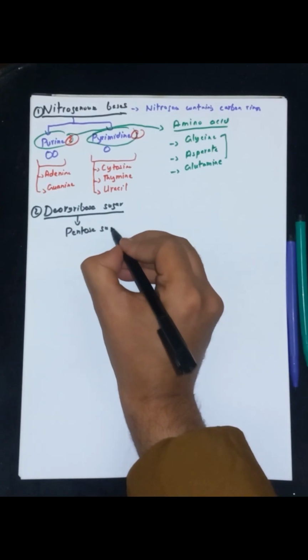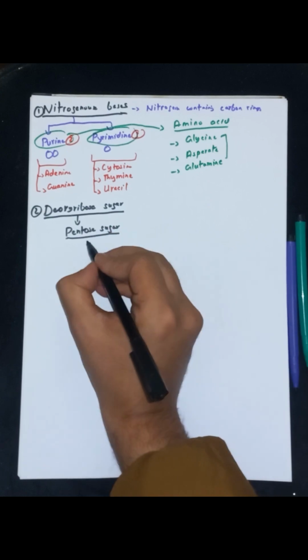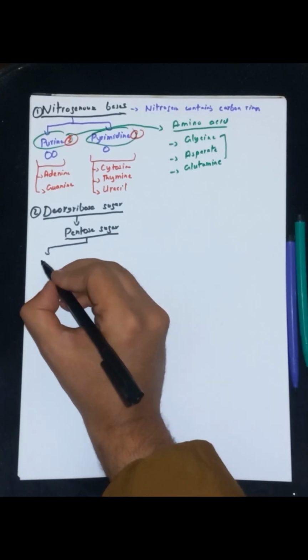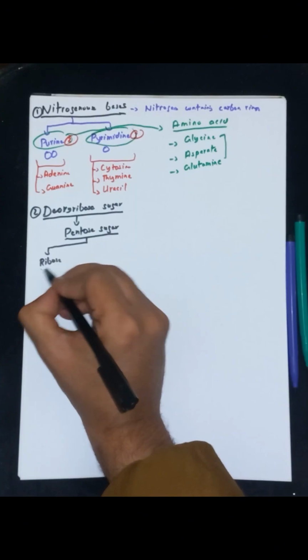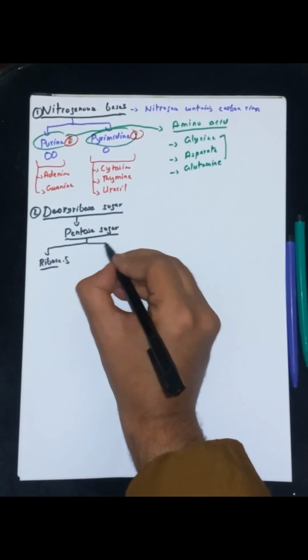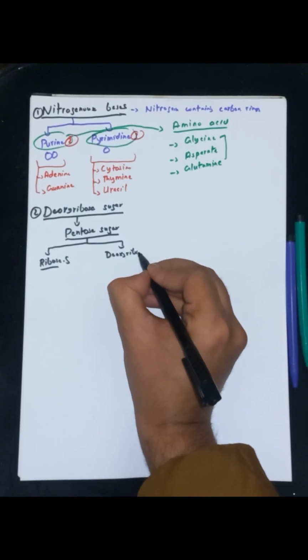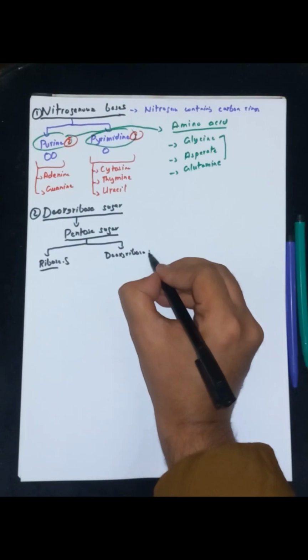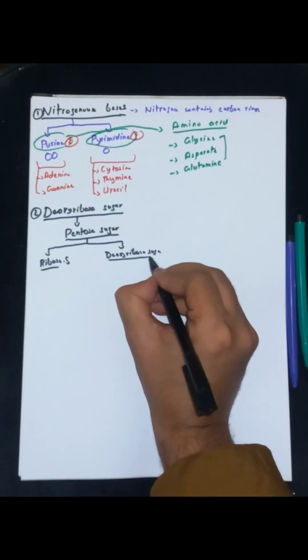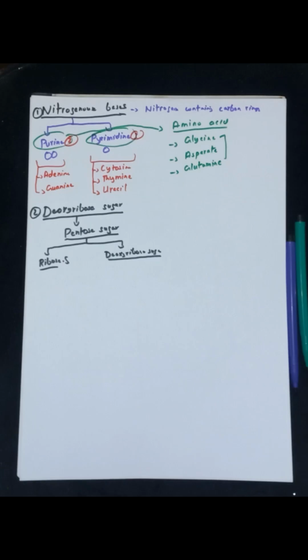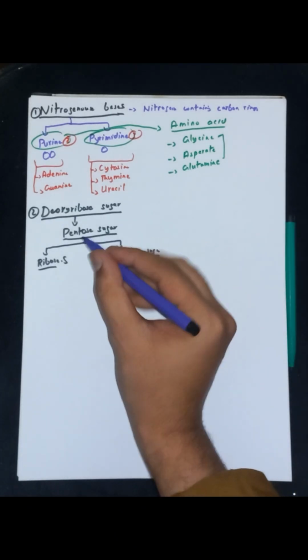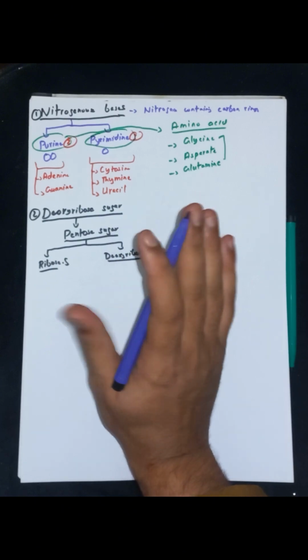There are 2 types of pentose sugar: ribose sugar, and the other one is deoxyribose sugar. This is the second sugar. So what is the structure of this sugar? We already said pentose sugar means 5 carbons. So let's make those 5 carbons here.